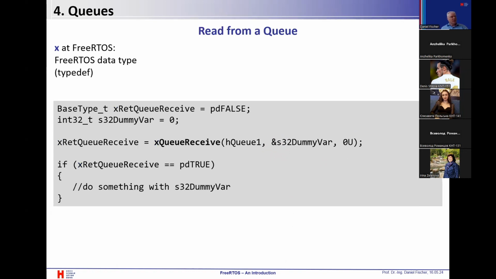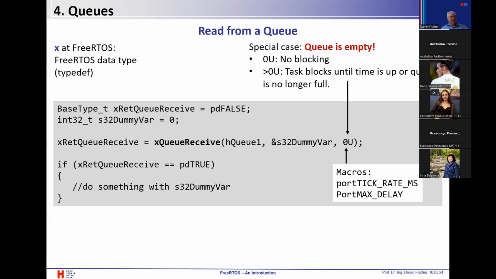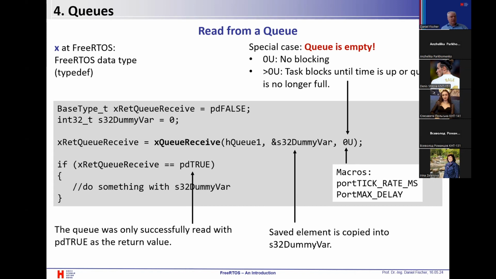Reading from a queue is very similar. Here are some examples. Also here, the special case: the queue is empty, then what to do? Exactly this. And here we have to pass a pointer to our variable. If all was correct, then the stored value is in the variable whose pointer we passed.